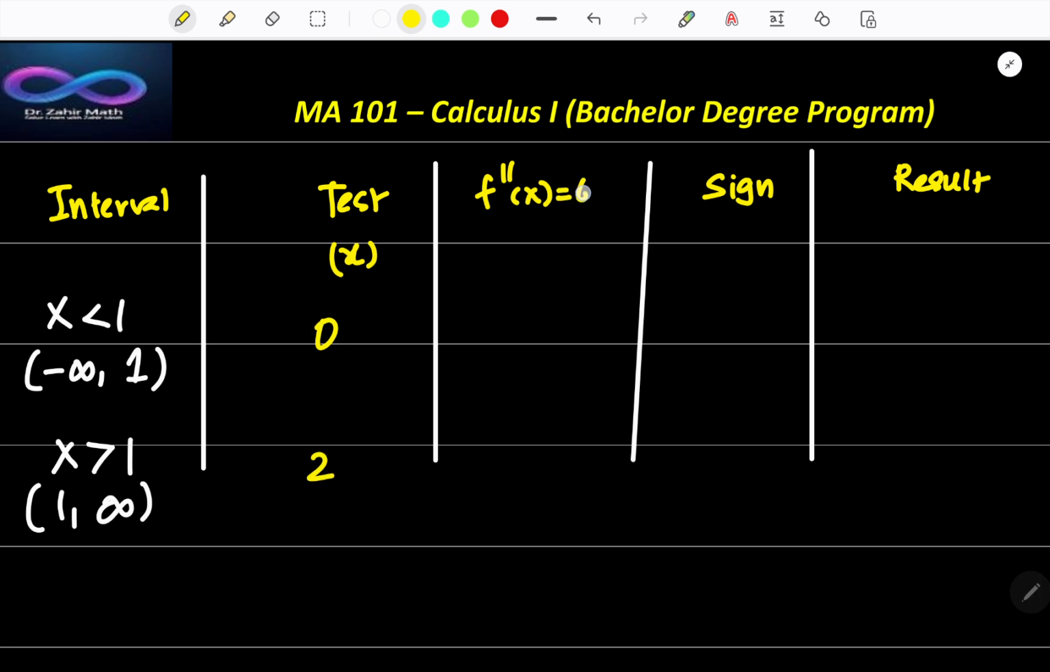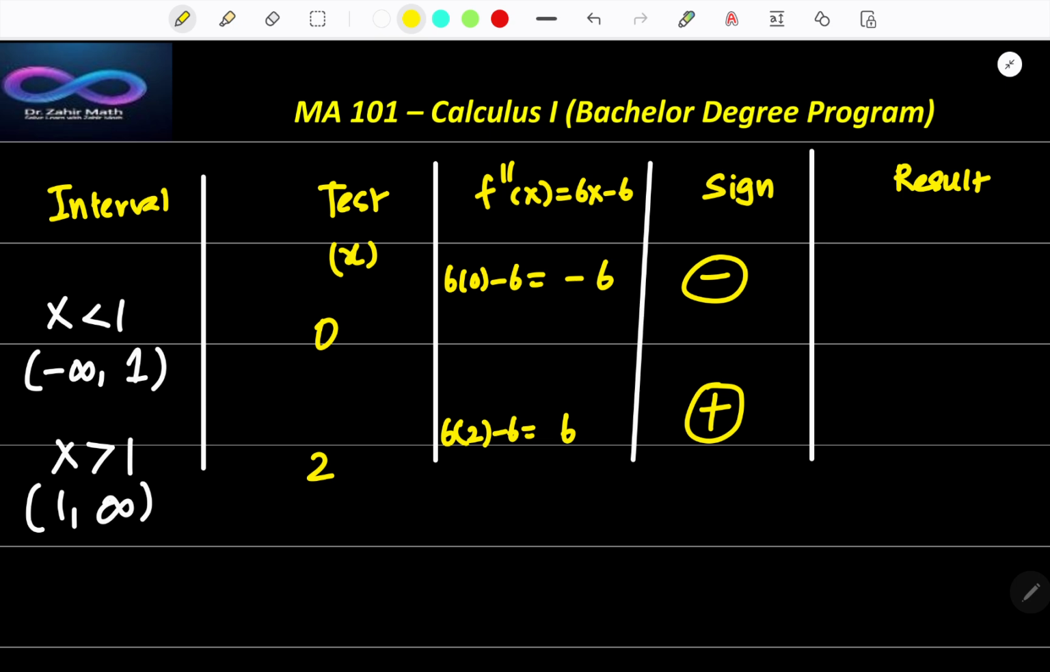What is your f double dash of x? Very easy expression, 6x minus 6. So 6 times 0 minus 6, which is minus 6. And 6 times 2 minus 6, 12 minus 6 is 6. This is negative and this is positive, right? Negative means concave down. Positive means concave up. Clear all of you?